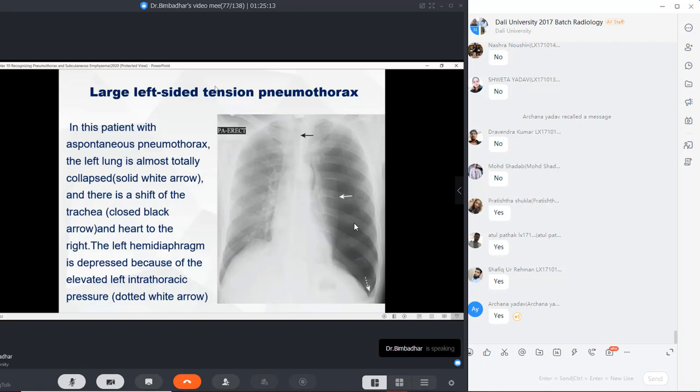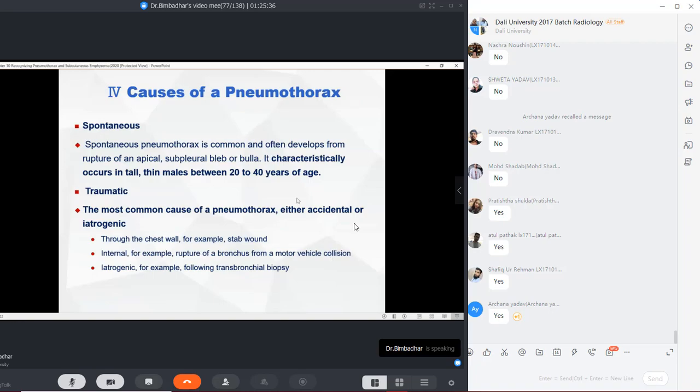Spontaneous pneumothorax, okay, right? The solid white arrow shows that the lung is completely collapsed. This one is happening as spontaneous. If it happens suddenly, we call it a spontaneous pneumothorax. It is happening because of the rupture of subpleural blebs or bulla. The bulla is completely collapsed. The thin visceral line is collapsed now completely.